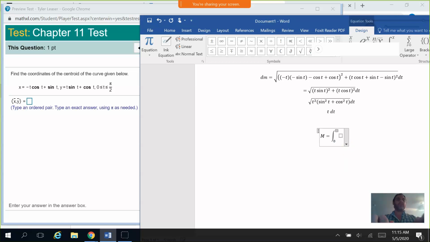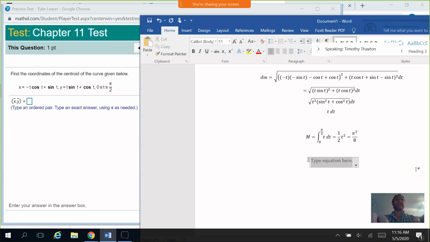We have the total mass, which is just integrating over the parameter of the differential that you just found. So integrating over t dt. This one's not too bad. It's 1/2 t squared from 0 to pi over 2, which is pi squared over 8, I think. Just plugging it in my head. Yeah, it looks good.